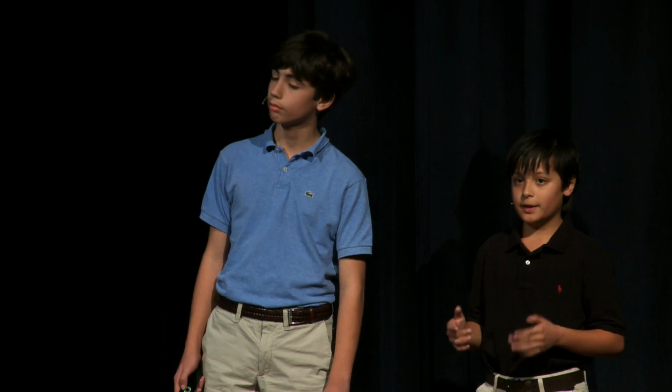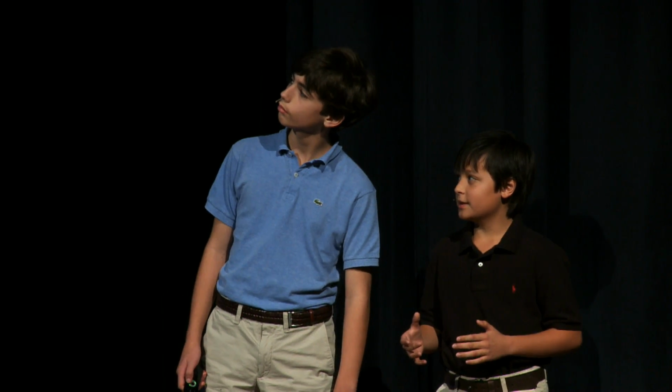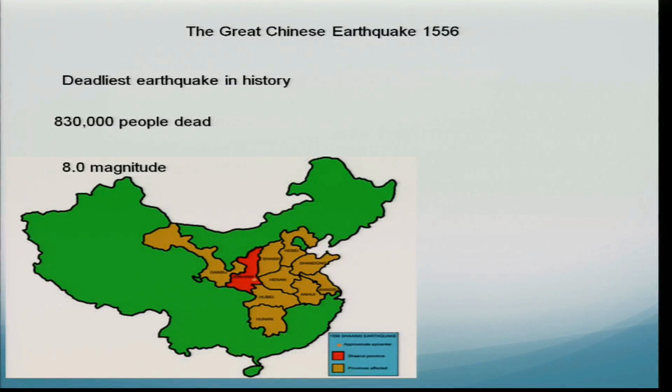We think it was about an 8.0 magnitude, but we're not very sure since we didn't know back then. As you can see on the map, it affected 10 provinces, and the epicenter was in Shaanxi. 97 counties were affected in those provinces, and about 60% of the population died in each county.